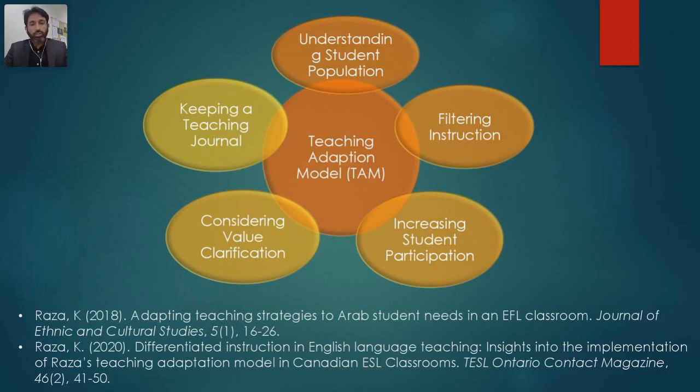This teaching adaptation model gives you an opportunity to filter those activities and content before implementing them in the classroom. These are the 5 strategies that I proposed in my teaching adaptation model, starting with understanding student population. Understanding student population means developing an understanding of their skills and their areas of development. For example, in an English language classroom, students are not coming as first-time learners. They come with some background information, knowledge, and skills of different languages.